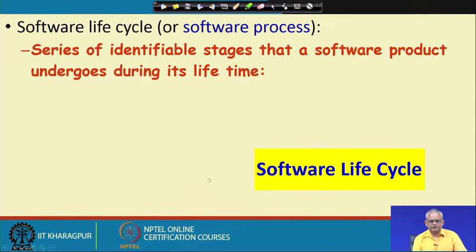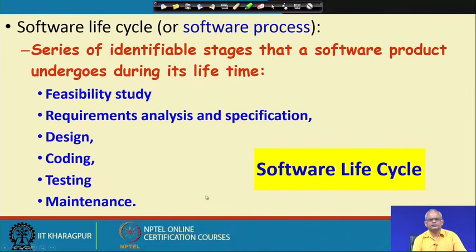We have already seen that a software life cycle is also called a software process. It is a series of identifiable stages of a software product that it undergoes during its lifetime. So, if anybody asks what you mean by software process, you need to answer that it is a series of identifiable stages that a software product undergoes during its lifetime.